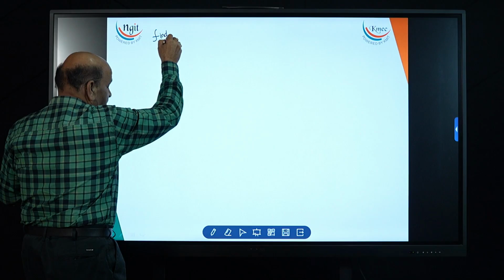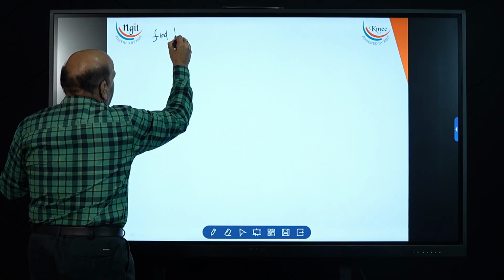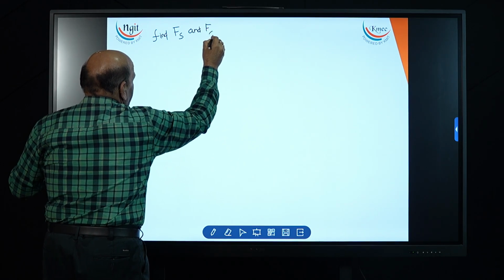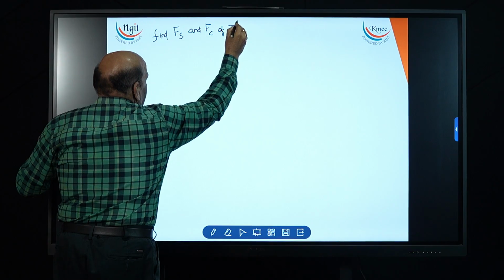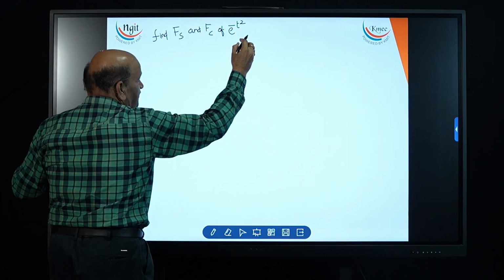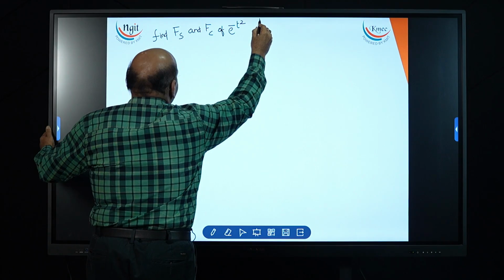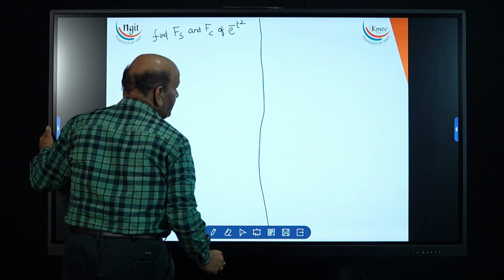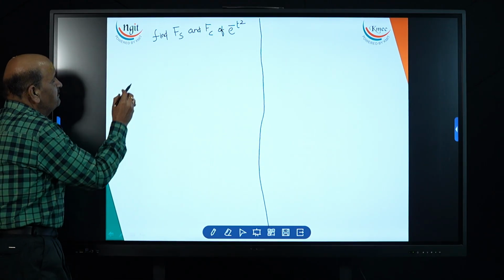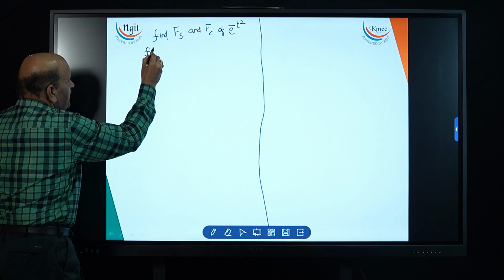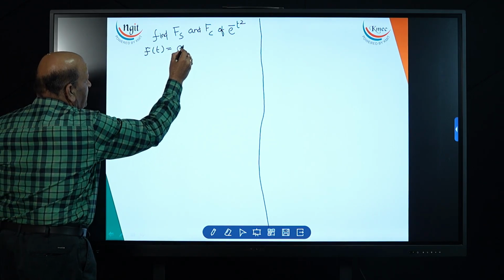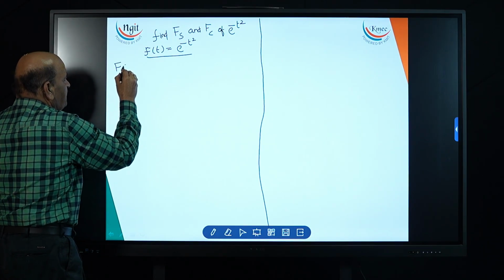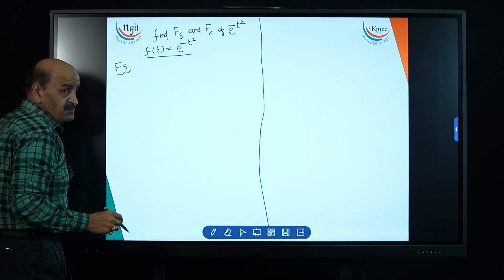Find the Fourier sine transformation and Fourier cosine transformation of e power minus t square. Very important one. Now just look at what function is given. Let f of t equal e power minus t square. Firstly, I am going for the Fourier sine transformation.